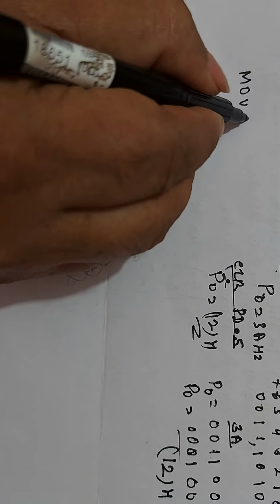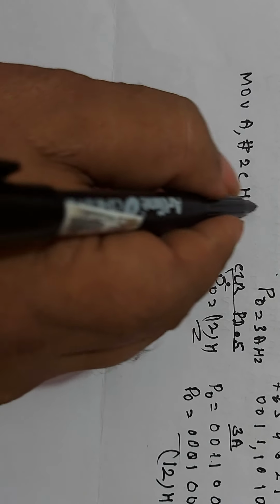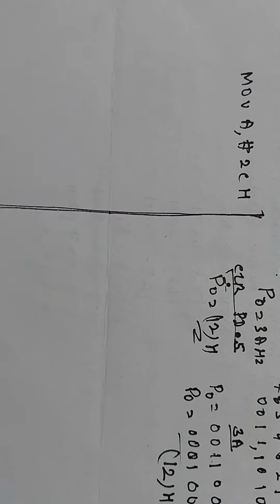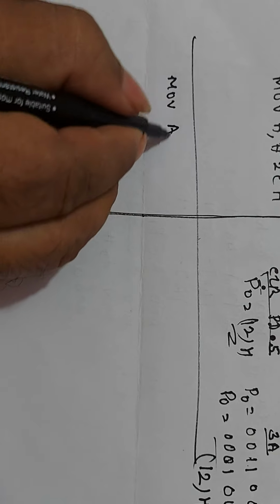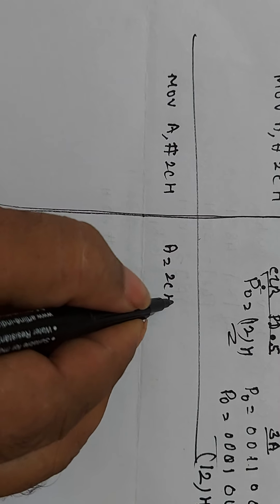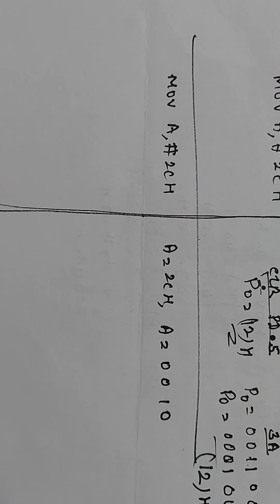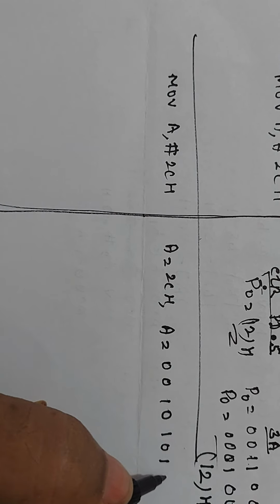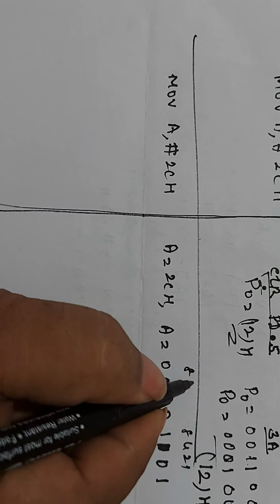Another example, I will consider MOV A, #2CH. Consider the instruction MOV A, #2CH. What does it mean? A contains 2CH. What is 2CH? 2 means 0010. C: A is 10, B is 11, C is 12. 12 means 1100, because it is 8421 code.